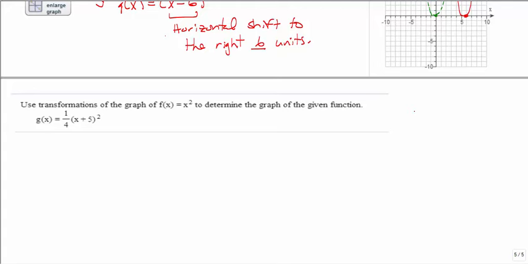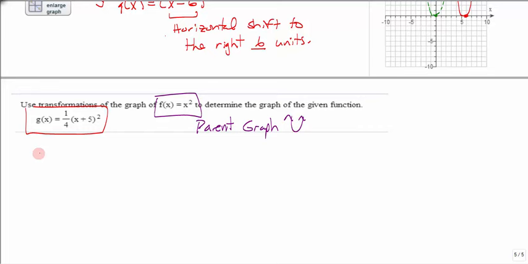So here, use the transformations of the graph f of x equals x squared. This is my parent graph, and this is a parabola opening up. Now my transformation graph, g of x equals 1/4 (x plus 5) quantity squared, has two things going on. We have this plus 5 and this 1/4.